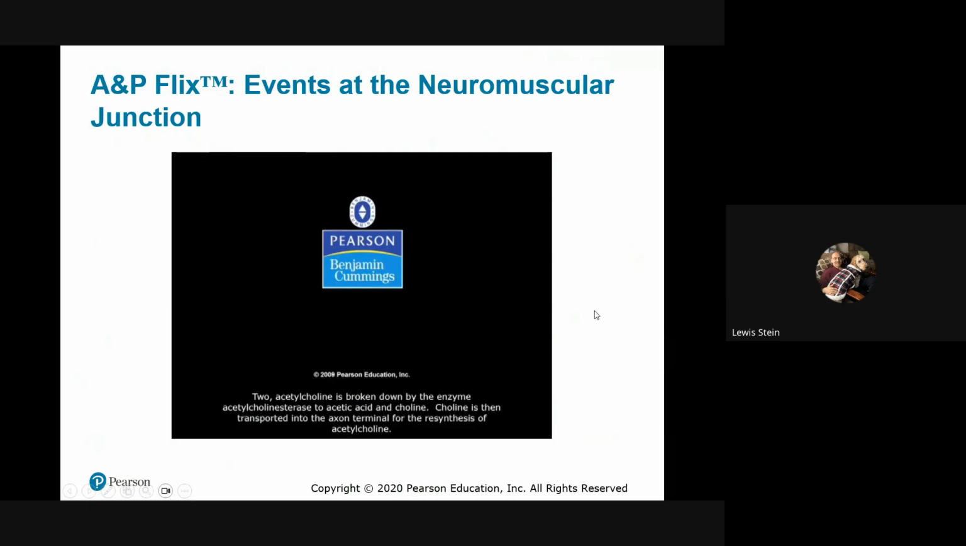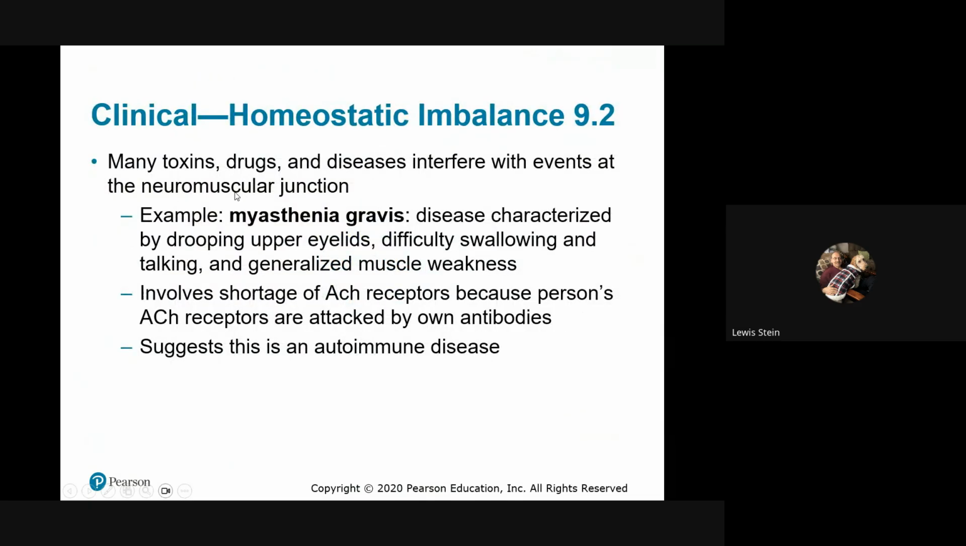We'll get to that. So that's a little bit of everything that you saw there. So we'll go through this and move on. So this is an example. A lot of things attack it. I already told you about Botox and botulism.